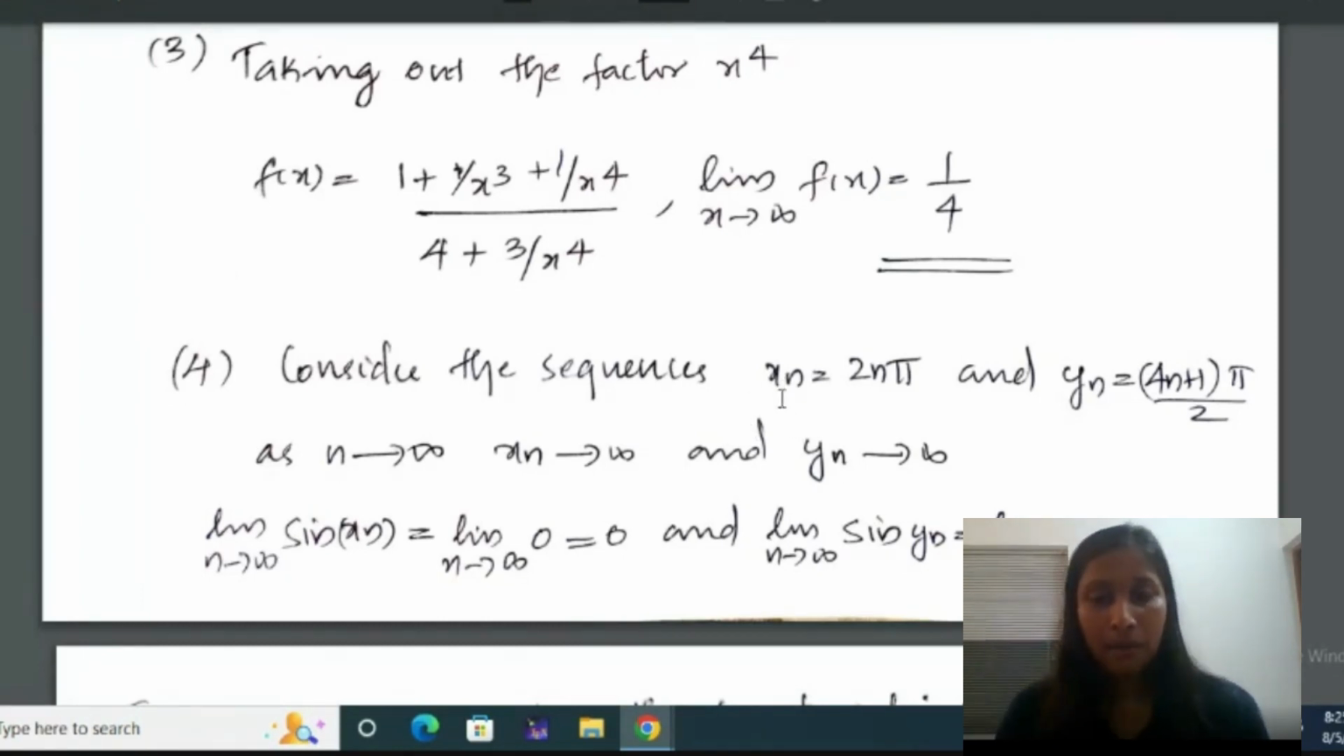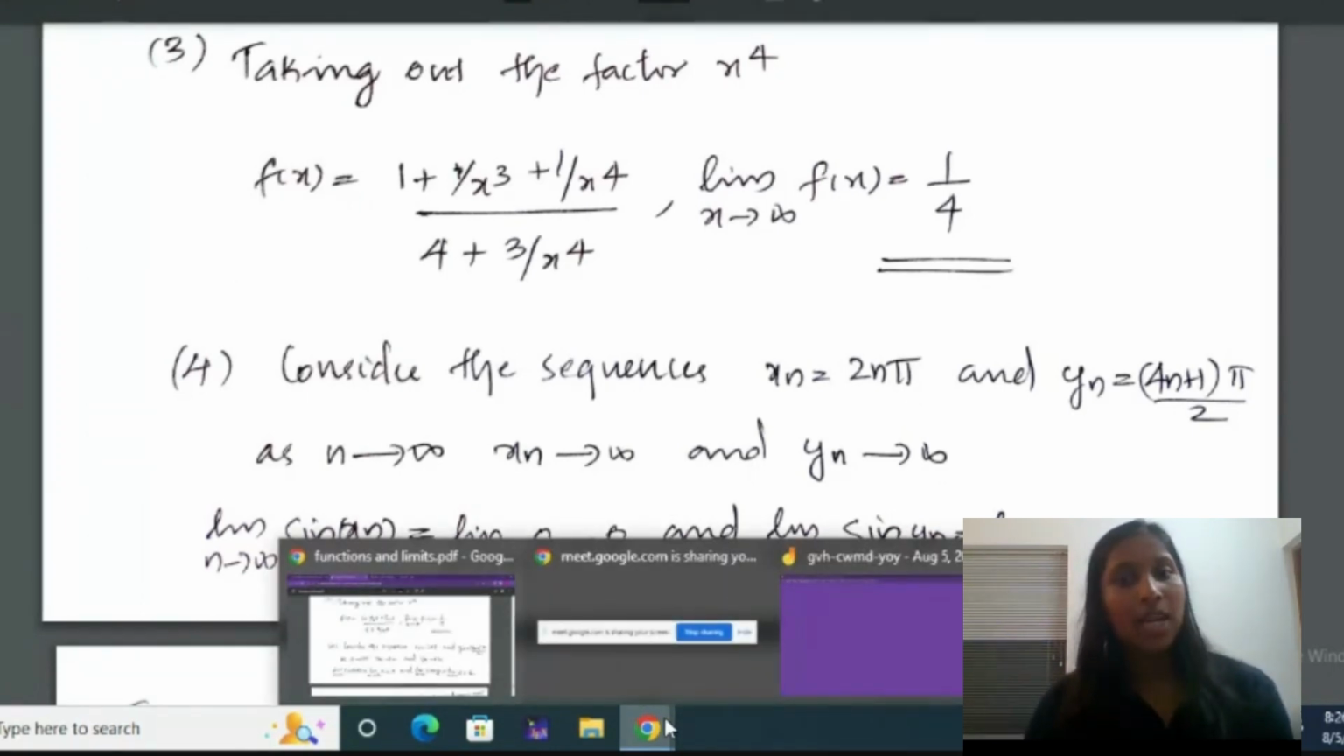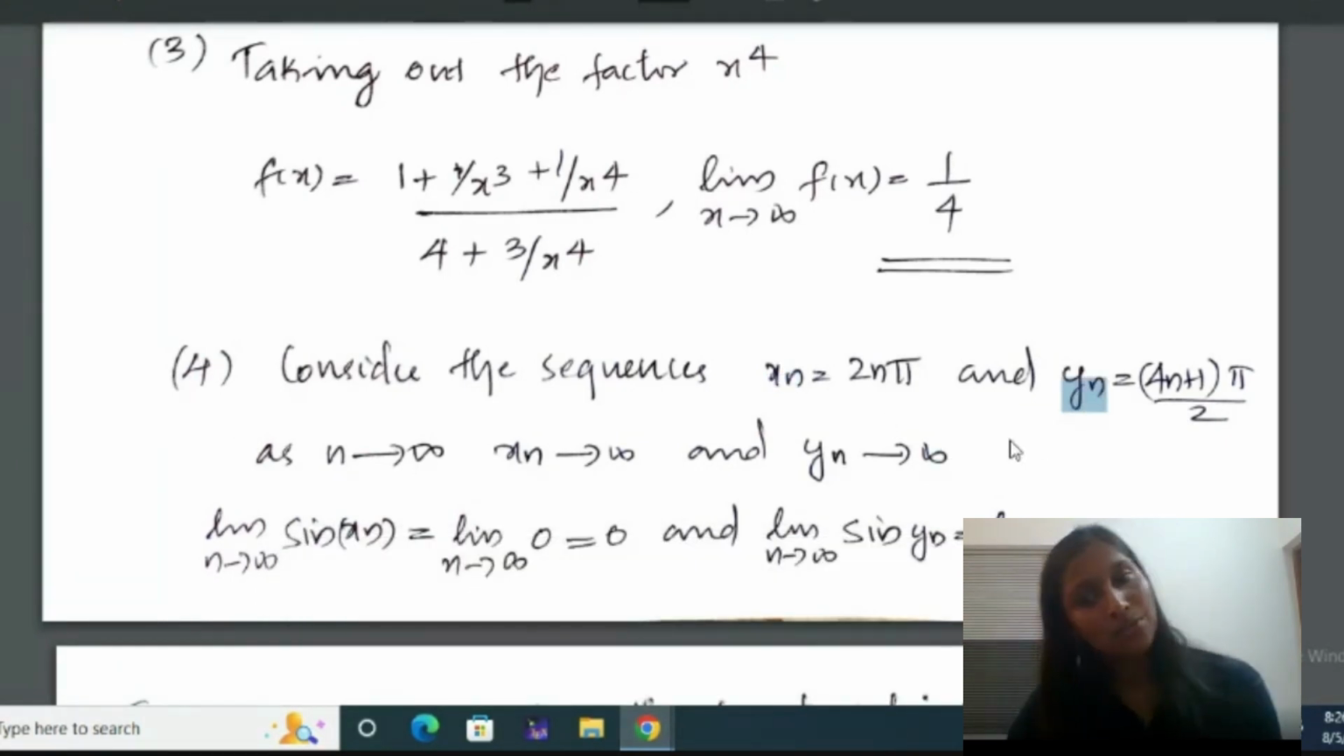So I can particularly take xn equal to 2n pi, yn equal to (4n plus 1) pi by 2. As n tends to infinity, this xn and yn tend to infinity. So sin xn, that is the function value at xn, converges to 0, and the function value at yn converges to 1, so the function limit does not exist at infinity. So these are one pair of particular cases. You can just find an infinite number of sequences which will help you give a negative answer.